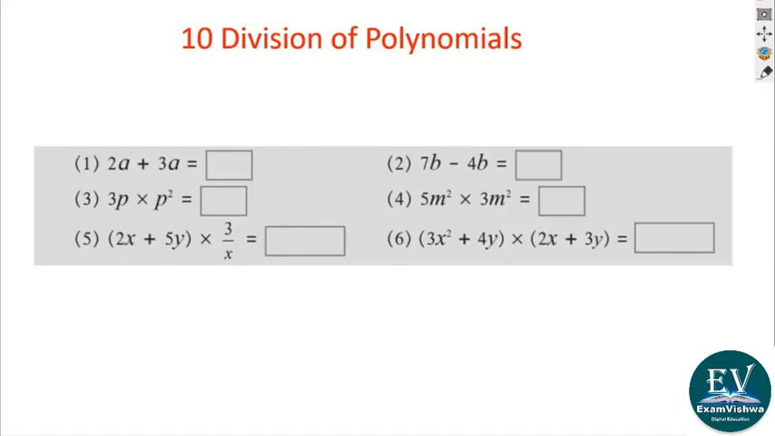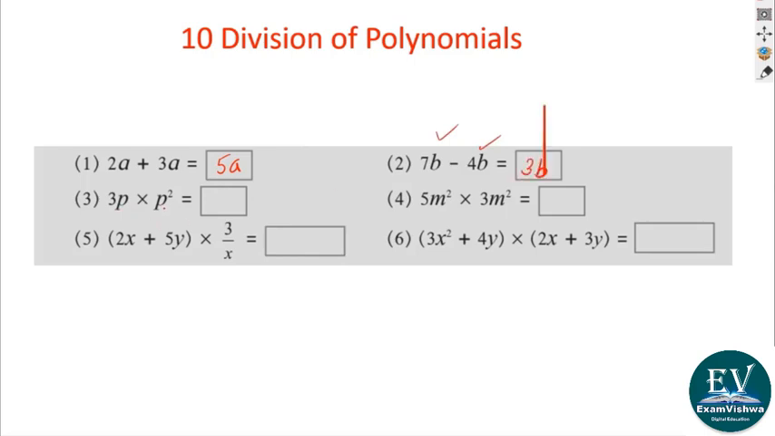Just to recall what you have learned, which is useful in this chapter, you have learned about simple addition of algebraic expressions like 2a plus 3a, which is a simple one. If a is apple, you can add 2 apples with 3 apples and simply write 5a. 7b minus 4b: both are like terms, so you can simply subtract and write 3b.